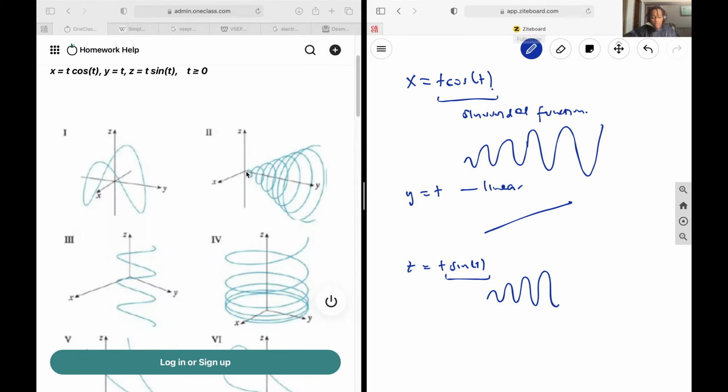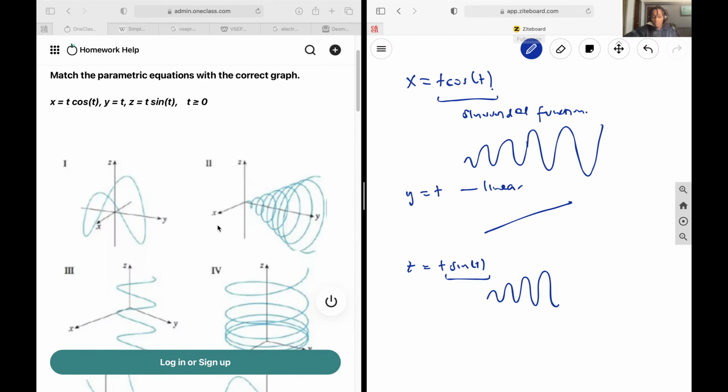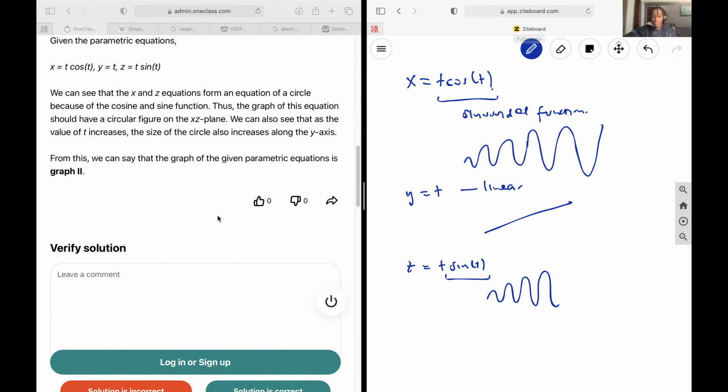Let's just look at 2. In 2, we see sinusoidal behavior in the z direction. We see sinusoidal behavior in the x direction, and in the y direction, it's just increasing linearly. And so that means that our second one is going to be our best option. And that's going to be it. So graph 2 is correct.